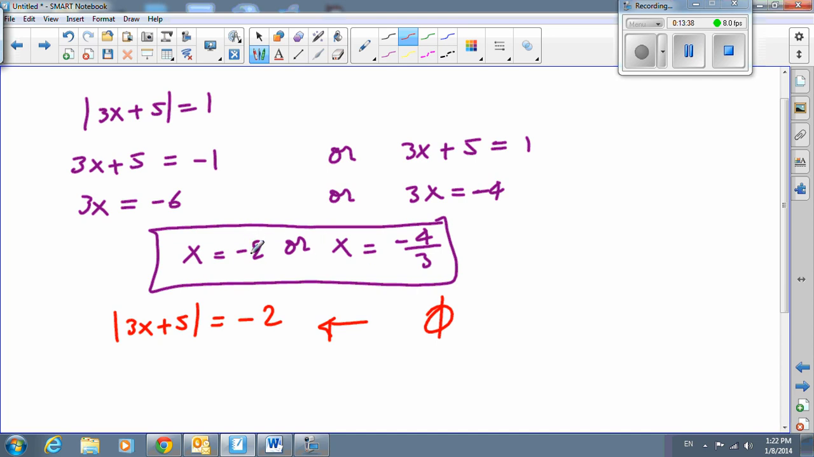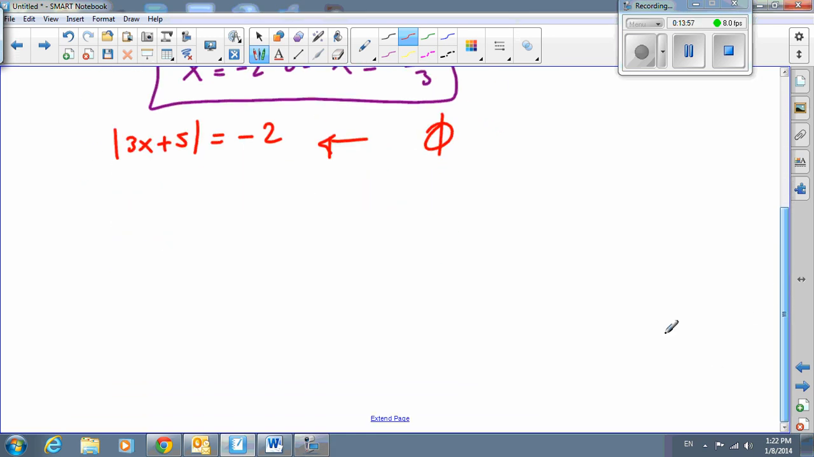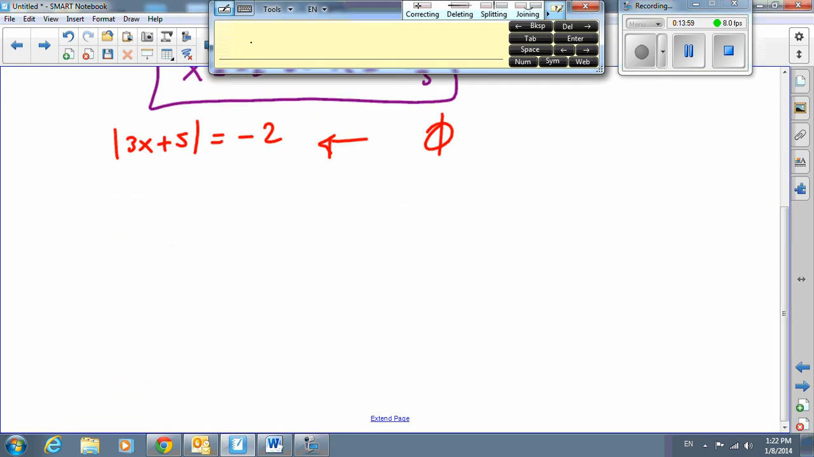So you will always plug in negative 2 here, see if you get something nice, and plug in negative 4/3 and see if you get something nice. And if they both equal to 1, then both of them are solutions. All right, our next one will be radicals. So let's go ahead and do radicals now.